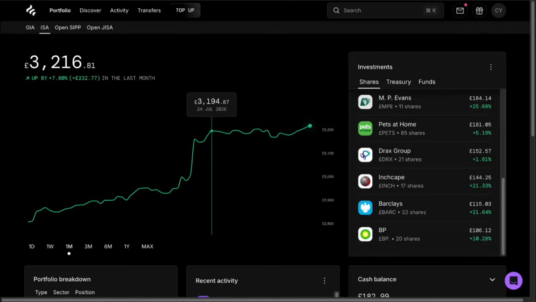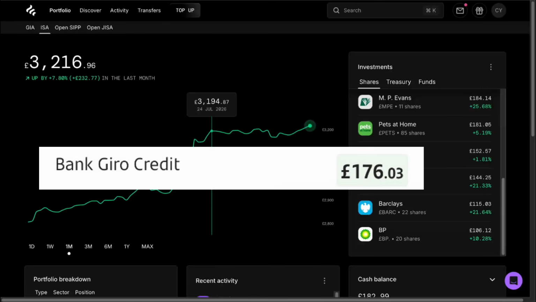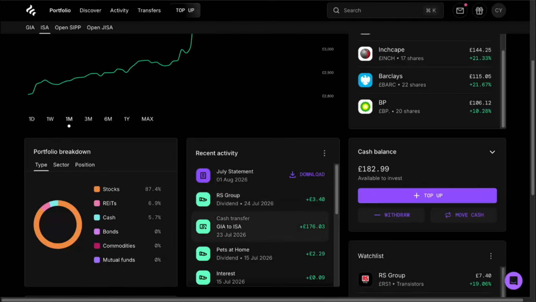Like I mentioned earlier, I'll be using my YouTube earnings each month to fund the series. As you can see on screen, last month the channel brought in £176.03, so that's exactly what I've added straight into the portfolio. With this and the dividend that I was paid by Drax Group, it means that I've got £182.99 ready to be invested.